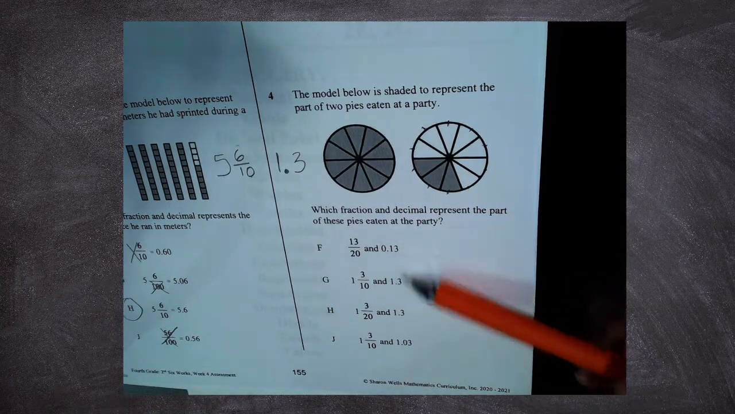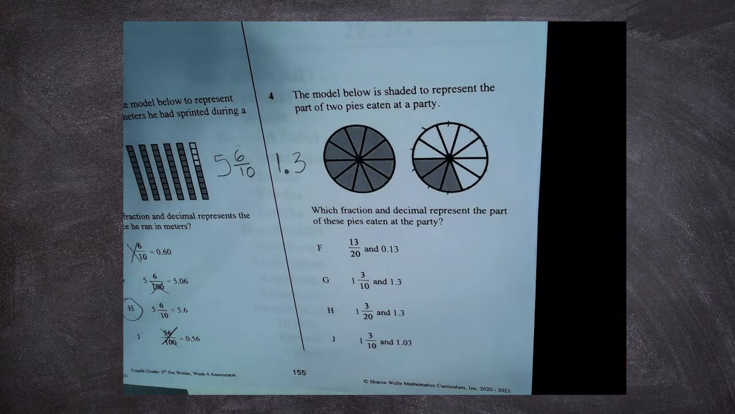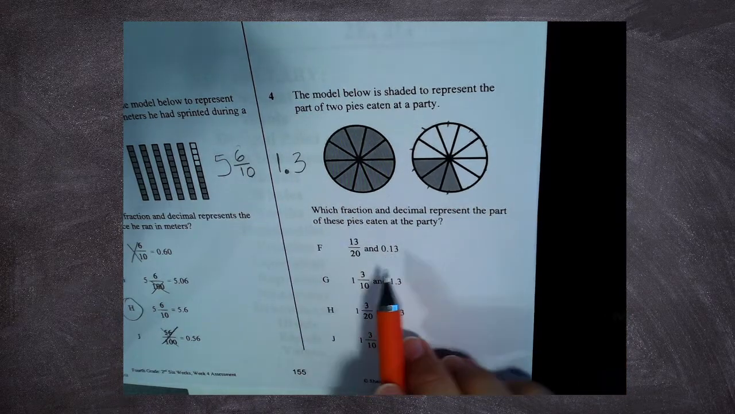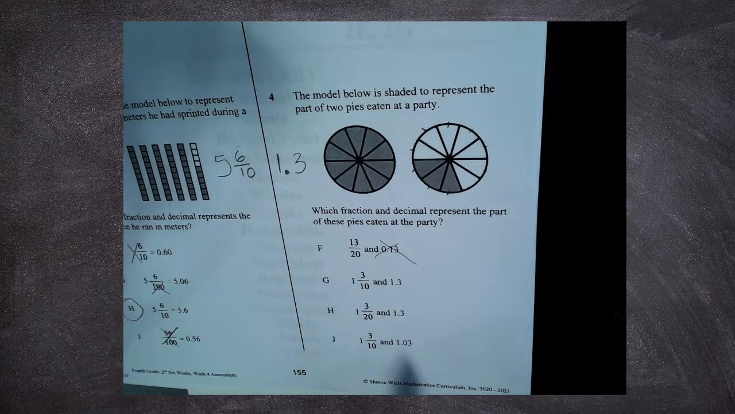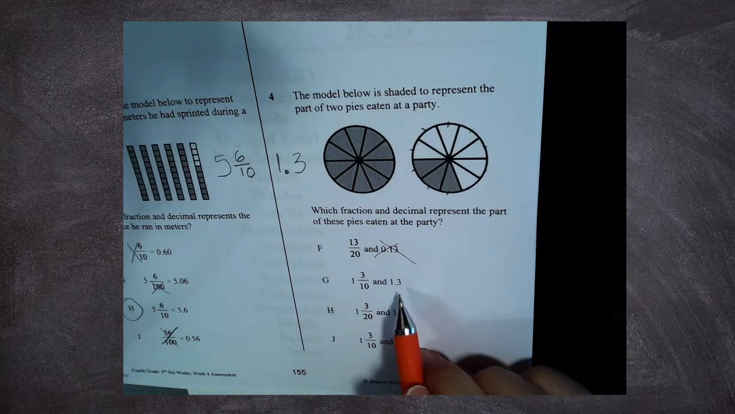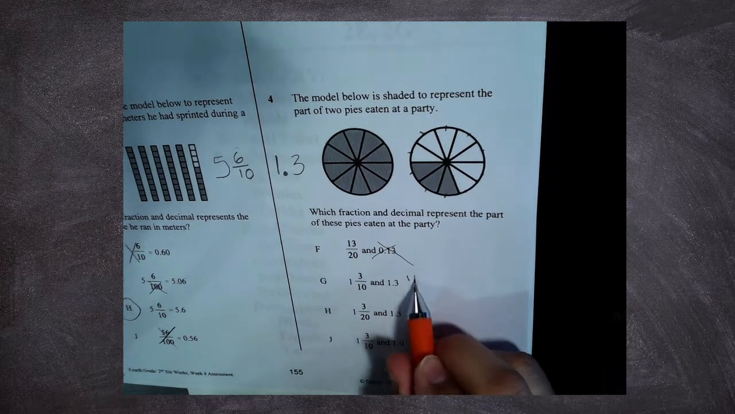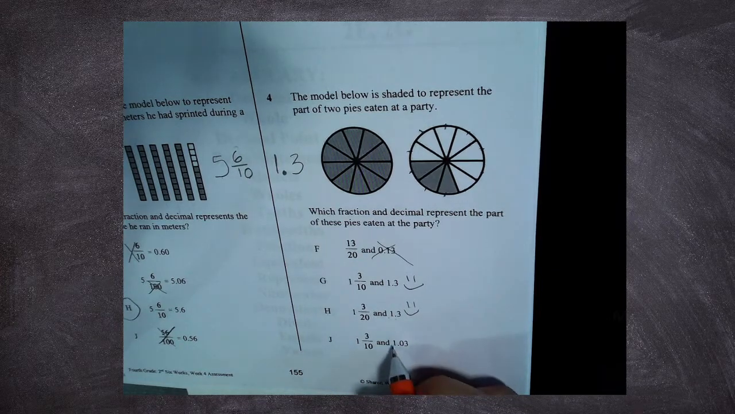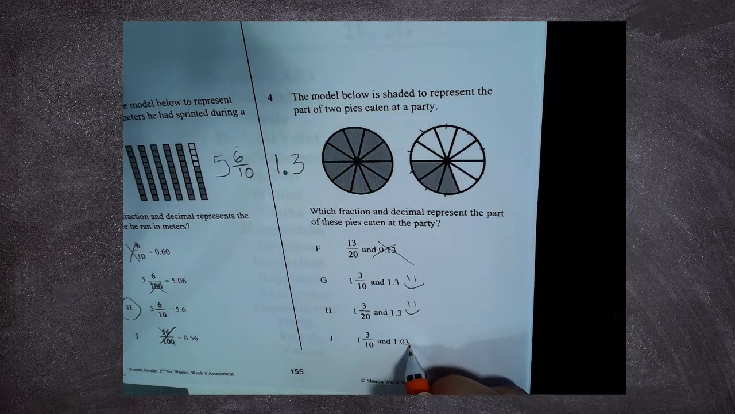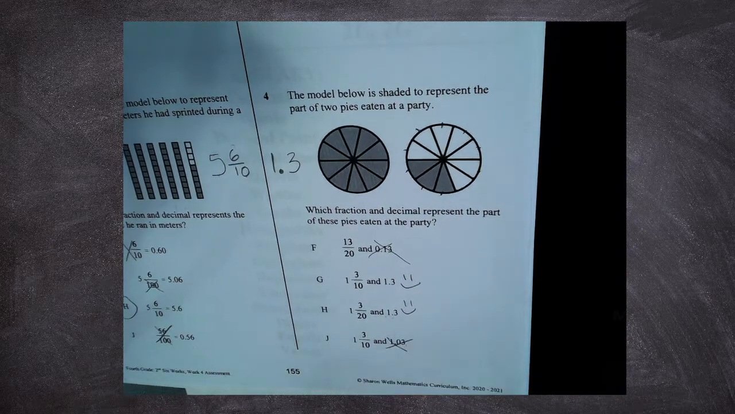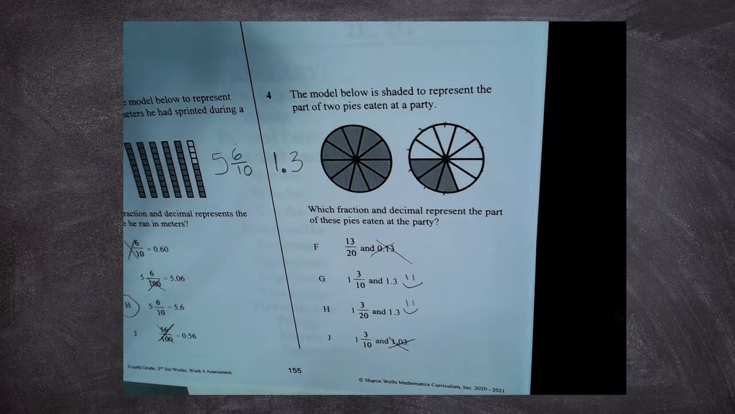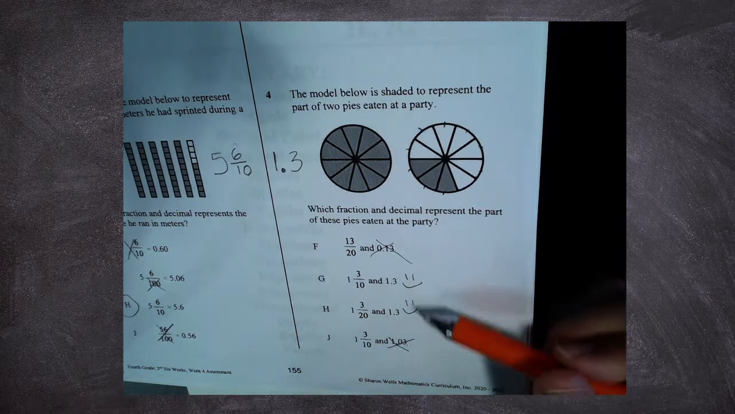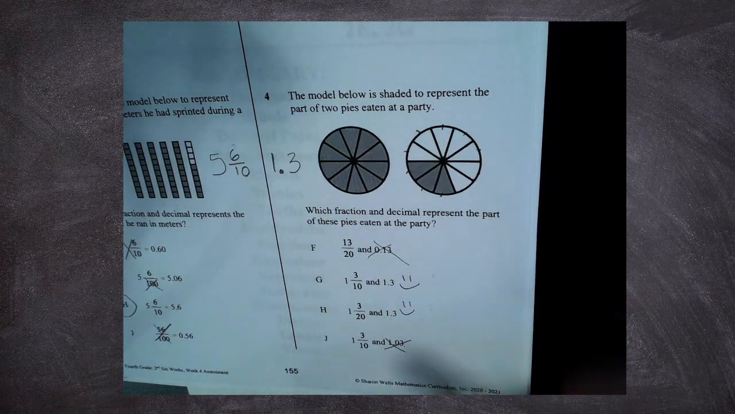Let's look, and we're going to check the decimal part to see if we find one that matches. 0.13. No, does not match. 1.3. There's a match. 1.3. Got another match. And 1.03. Was close, but doesn't match. Okay, so I've got two answer choices that have the right decimal. Now I have to check that they have the right fraction.